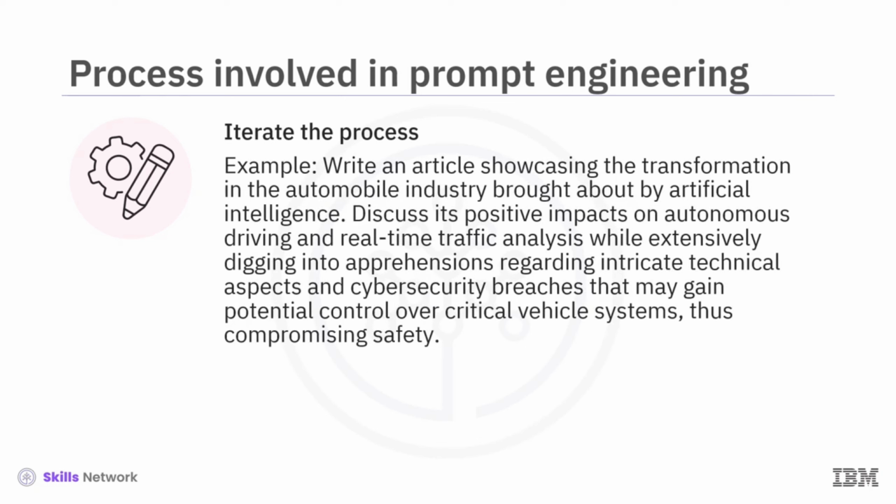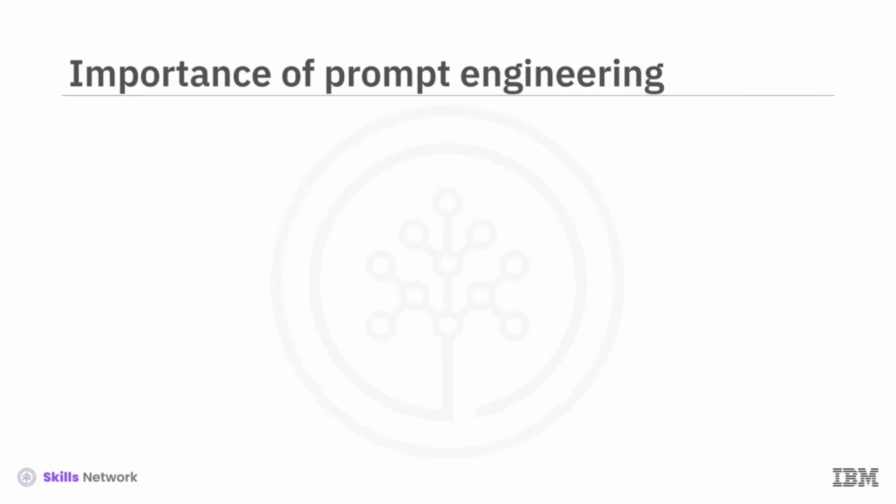Write an article showcasing the transformation in the automobile industry brought about by artificial intelligence. Discuss its positive impacts on autonomous driving and real-time traffic analysis, while extensively digging into apprehensions regarding intricate technical aspects and cybersecurity breaches that may gain potential control over critical vehicle systems, thus compromising safety. Now, let's summarize the importance and relevance of prompt engineering and generative AI models.